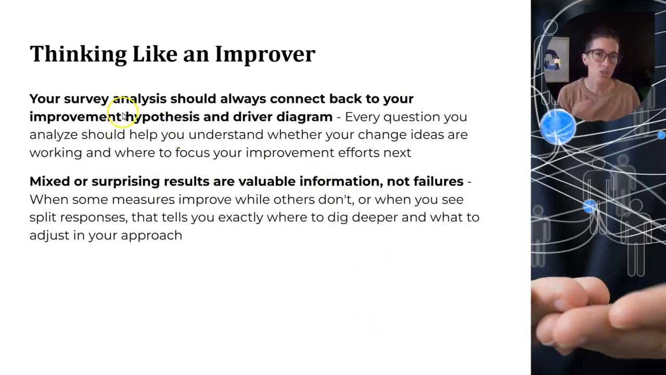Your survey analysis, your quantitative analysis, should always connect back to your improvement hypothesis and your driver diagram. Improvement hypothesis is just your theory of improvement. Maybe you created these change ideas for a reason, so in essence, there was a small scale hypothesis there. You assume that if I engage in this change idea, it's going to influence this secondary driver, which will increase or decrease the primary driver, which will support my overarching aim, right? That's how we read our driver diagram.